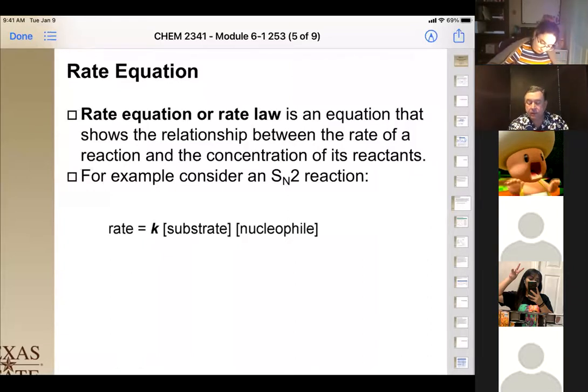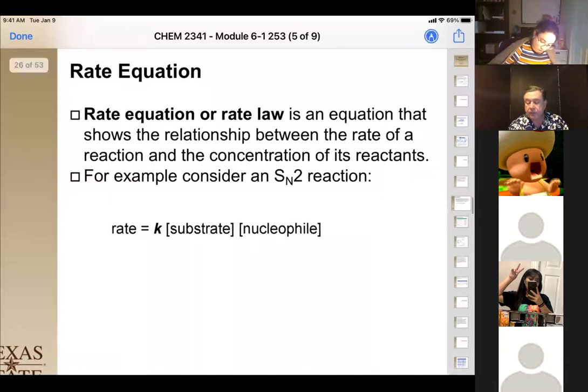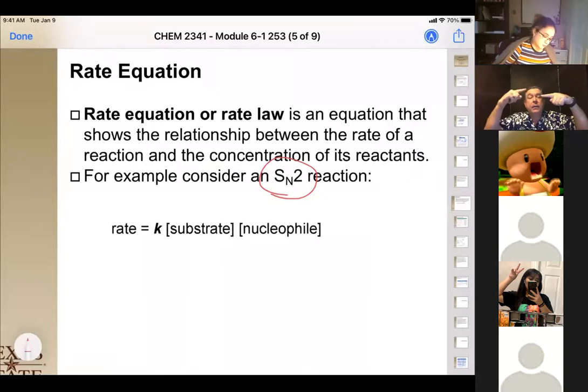In this case here, for a substitution reaction, where we have that one step where we have to form the transition state, we're making and breaking the bond at the same time. We have to include the concentration of the substrate, or the thing that has the carbon on it, and the thing coming in to create that new bond. Both are important because both have to be in that transition state.